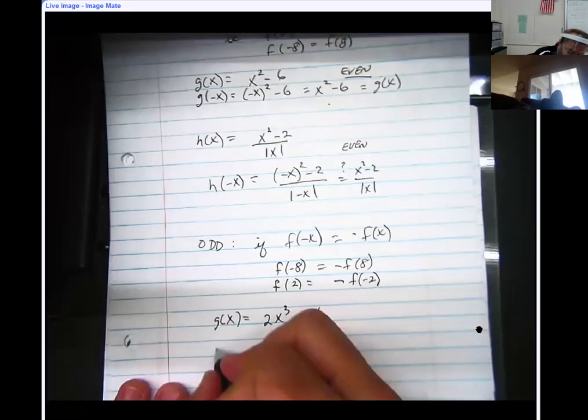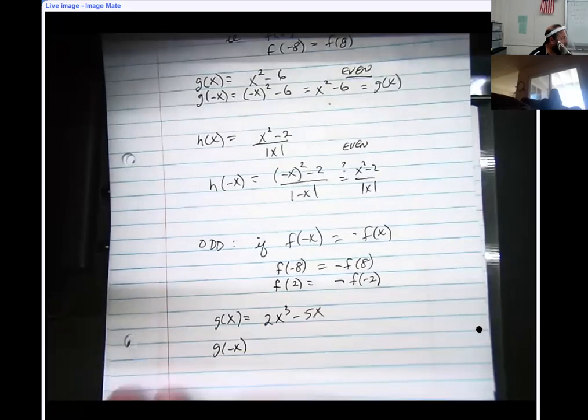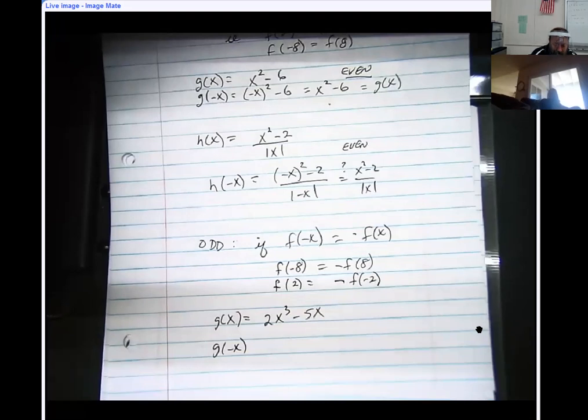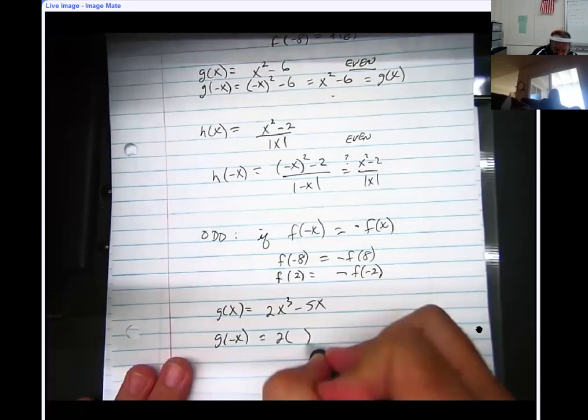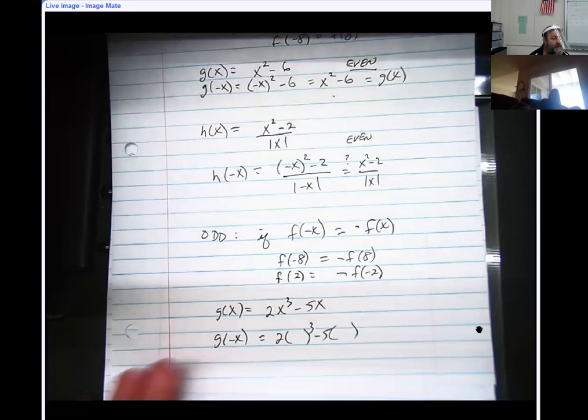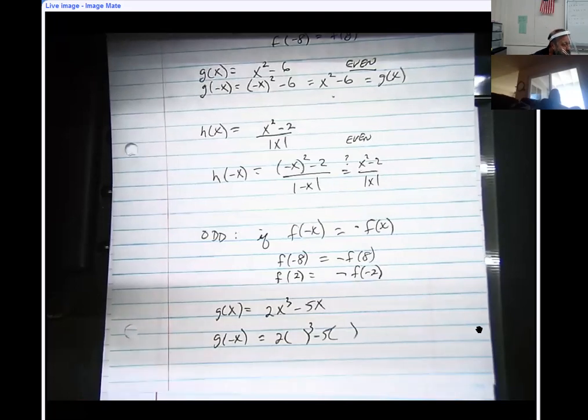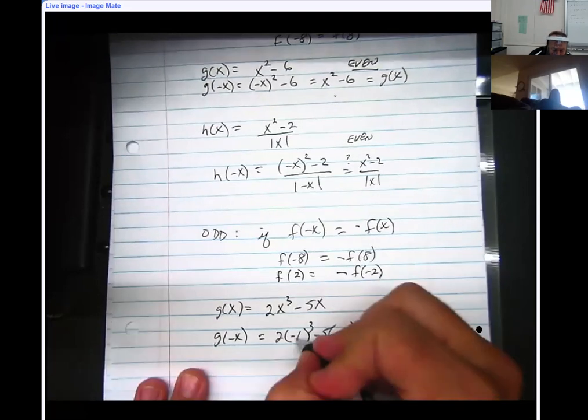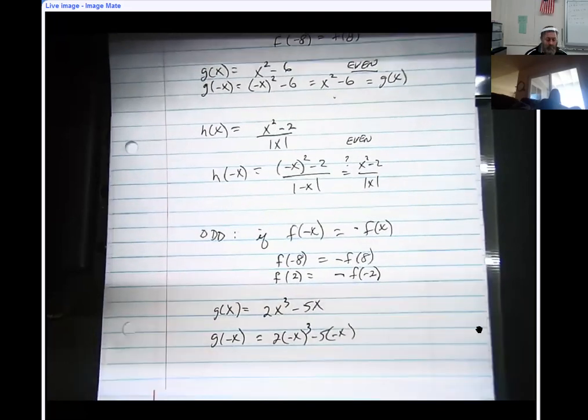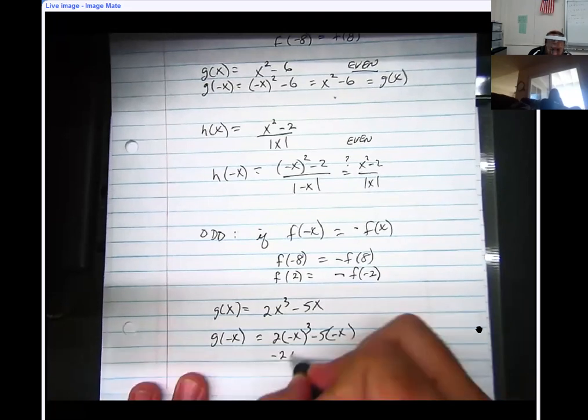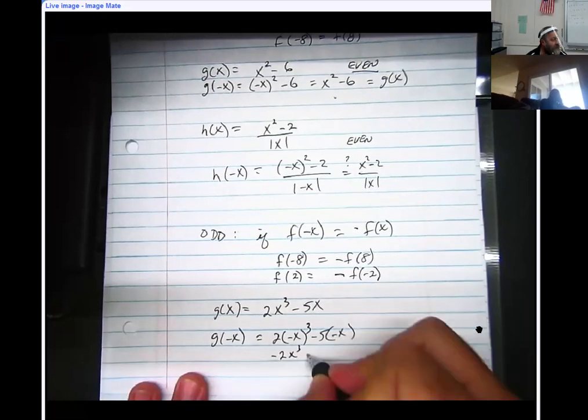But look what happens if I try g of negative x. Now, the rule says I rewrite the original function and what goes in both holes? I put in opposite x. So let's go through the process. What happens if you take negative x times negative x times negative x? You get negative x cubed, and I get positive 5x.